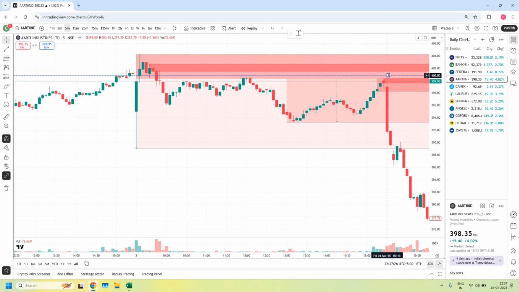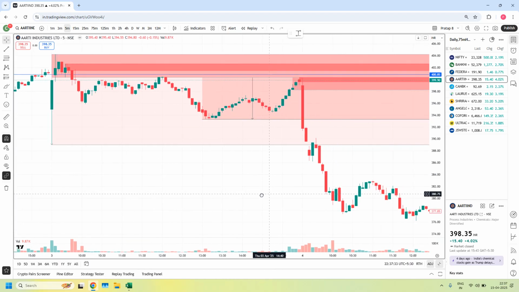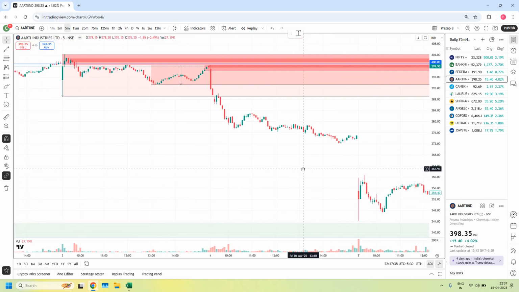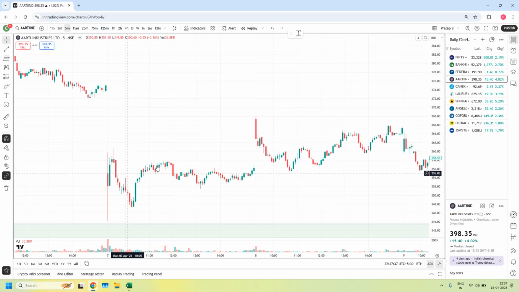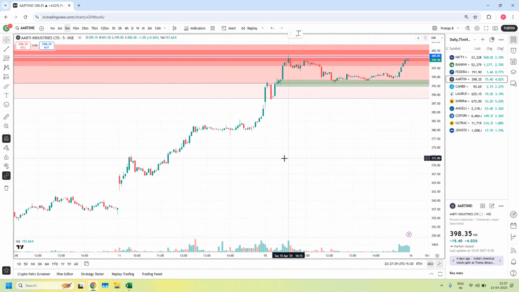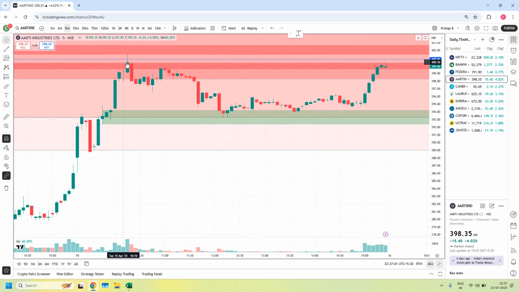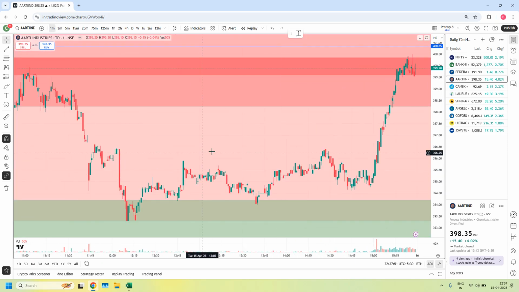Okay, here from the 15-minute zone it picked up the orders and then sharply it came down. So this is definitely a good area, but unfortunately today this is stopped out. See in this candle, at 10:15, a 5-minute candle. If you go to 1 minute, you get better clarity.